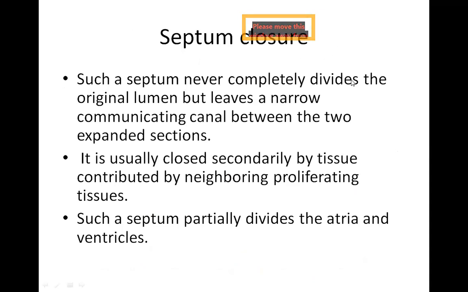Such a septum never completely divides the original lumen, but it leaves a narrow communicating canal between the two expanded sections. It is usually closed secondarily by tissue contributed by neighboring proliferating tissues. Such a septum partially divides the atria and ventricle. So this system is followed in the septum secundum.